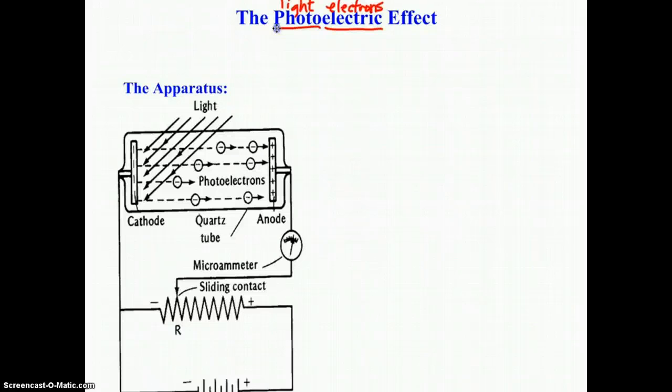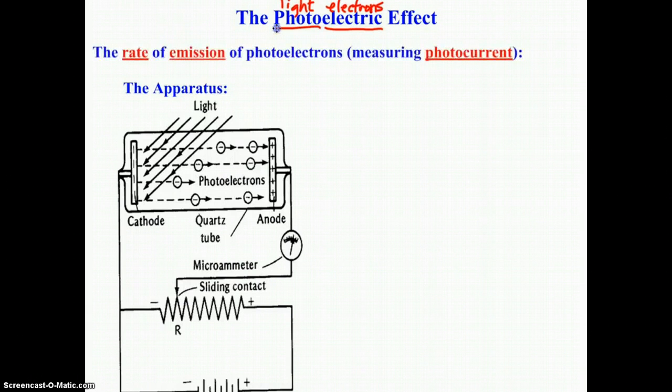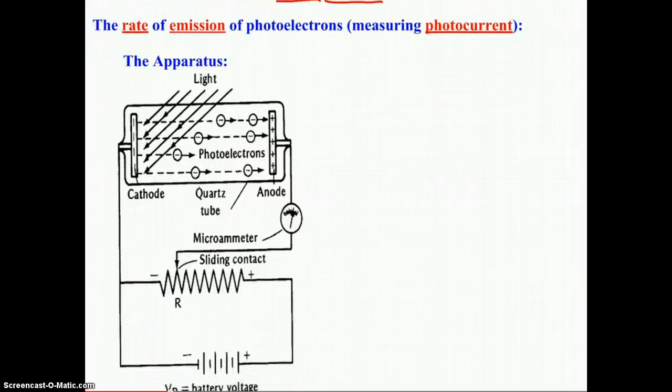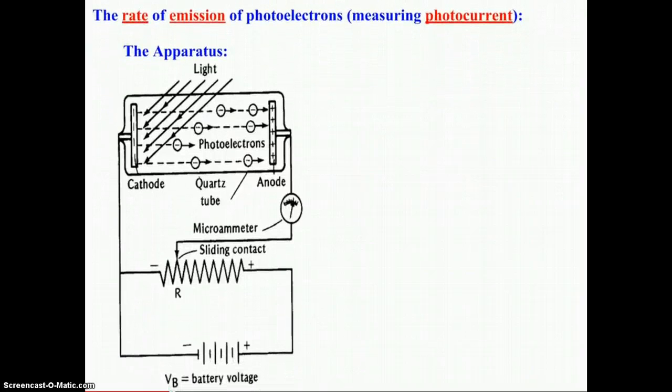If we take a look at this apparatus, we are going to start off with, in this video, talking about the rate of emission of photoelectrons. In other words, this apparatus is used to measure what is called photocurrent. Here's how this apparatus works. We have two parallel plates connected to a power supply. The left side is connected to the negative terminal of the battery, and the right side is connected to the positive terminal of the battery.